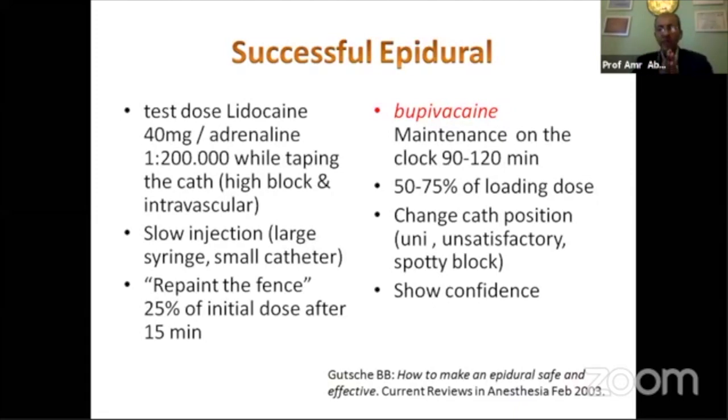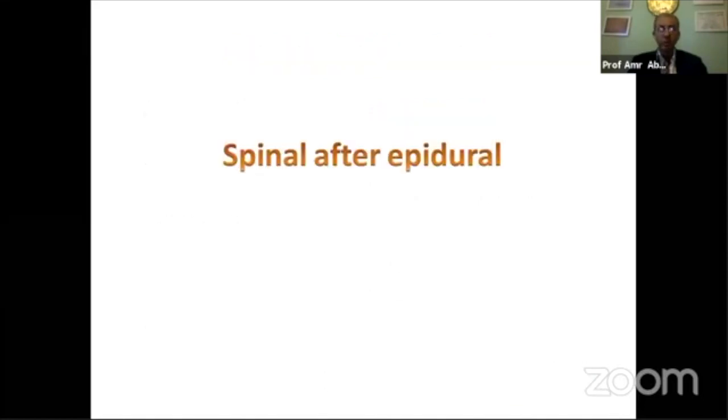And if you are using bupivacaine, do maintenance on the clock, every 90 to 120 minutes regularly, and make 50 to 75% of the loading dose your maintenance all the time. Change the catheter position if you have a uni-block or unsatisfactory block or a spotty or patchy block. And this is a very good message which was given by Dr. Gutches. Always show confidence. If you don't show confidence to the patient, she will think you have done something wrong, and she will not be satisfied, and she will always be, let's say, hesitant to have confidence in your work.